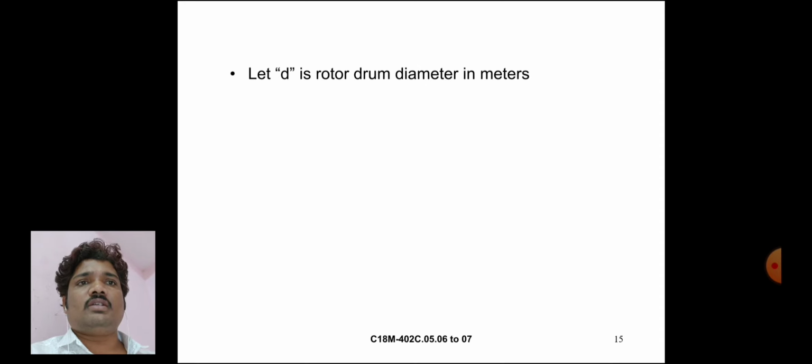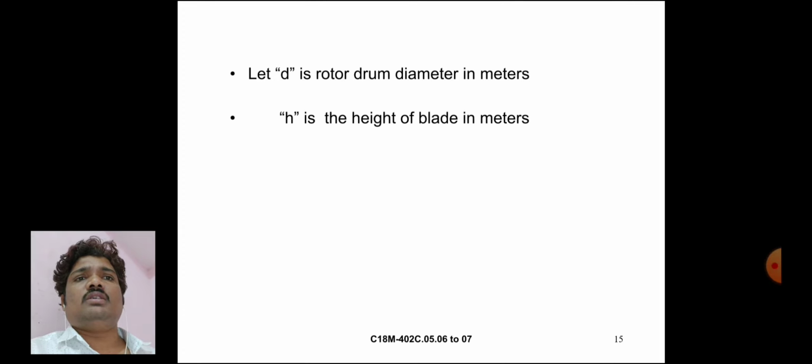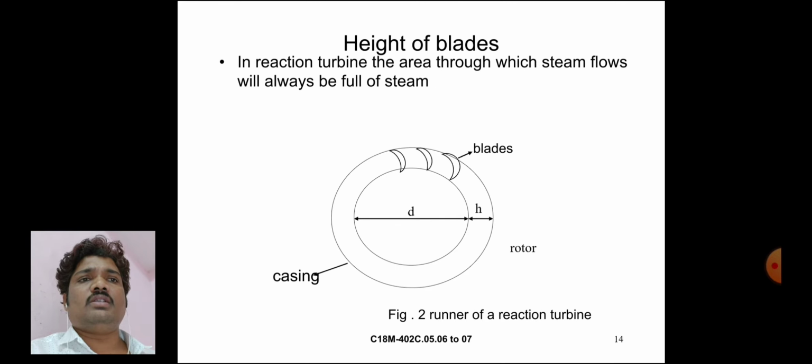Let D be the rotor drum diameter in meters. H is the height of the blade in meters, as shown in this figure. D is the diameter of the blades and H is the height of the blades. Units are meters.